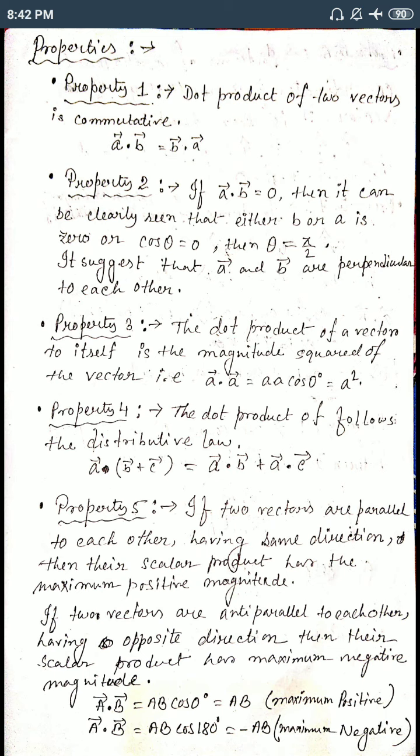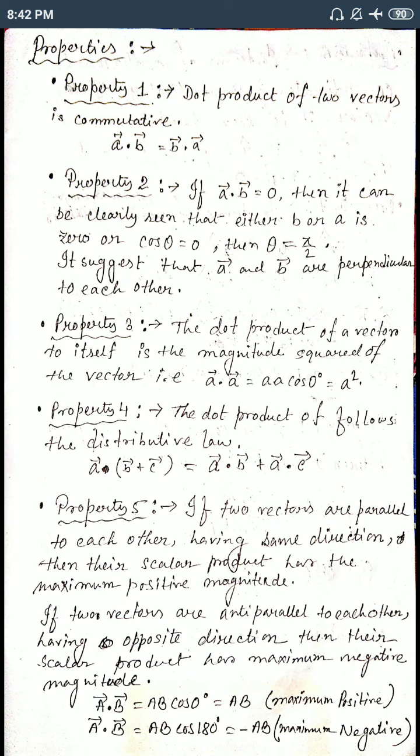so cos theta equals 0. So theta equals pi by 2. Pi by 2 means 90 degrees. So 90 degrees means the A and B vectors are perpendicular to each other. The angle between them is 90 degrees. So this is the hint: when you have to remember that A and B are perpendicular, that means A dot B equals 0. A dot B equals 0 means the angle between them is 90 degrees.